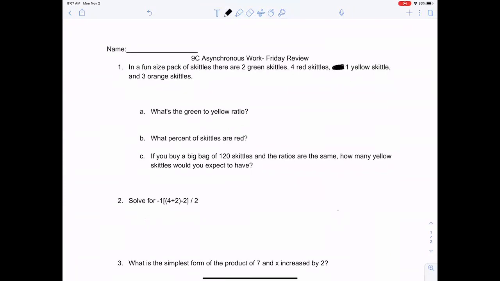So in a fun-sized pack of Skittles, there are 2 green Skittles, 4 red Skittles, 1 yellow Skittle, and 3 orange Skittles. So what I like to do when I'm given numbers, I like to make a little table. That's not straight. Okay. And I want to write in what I know.